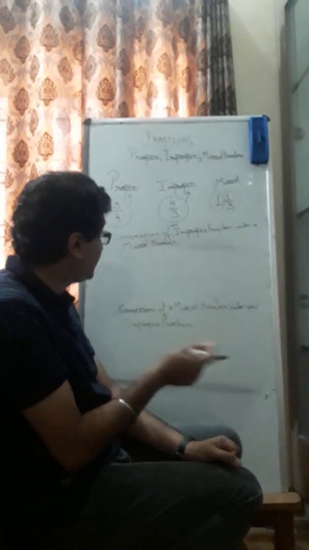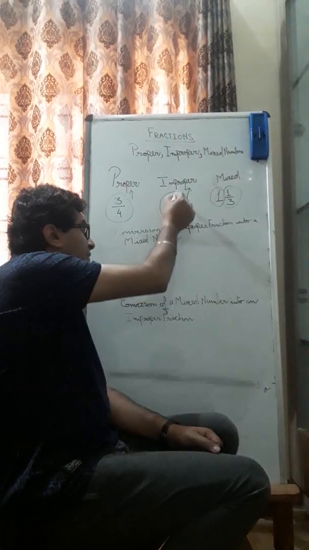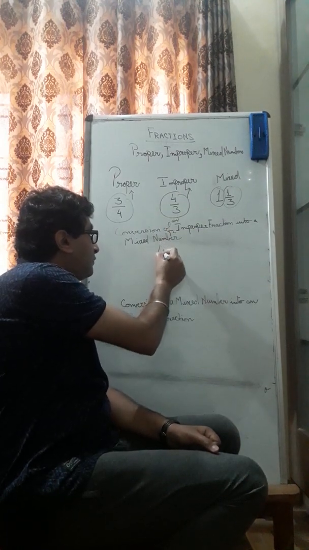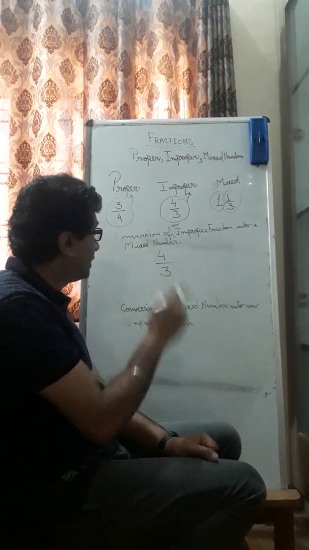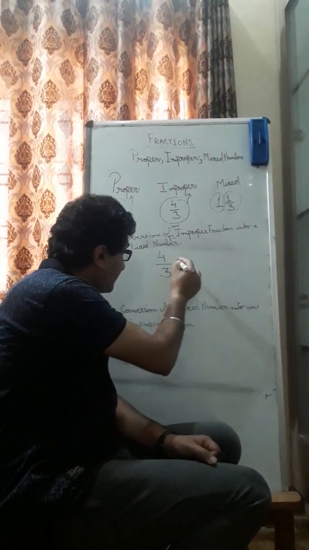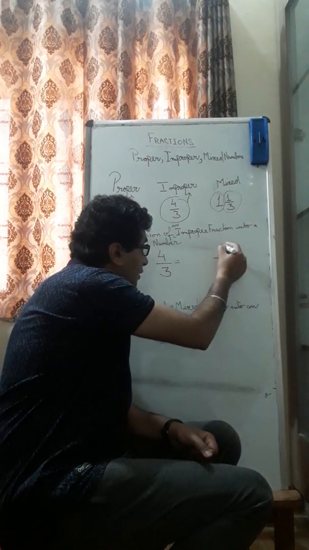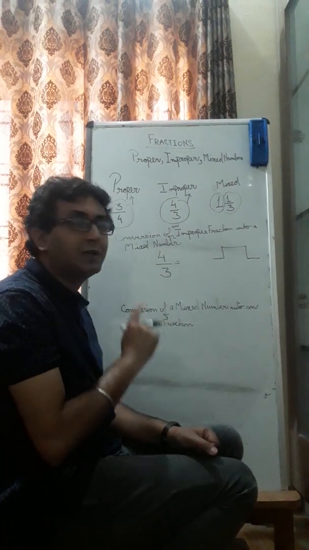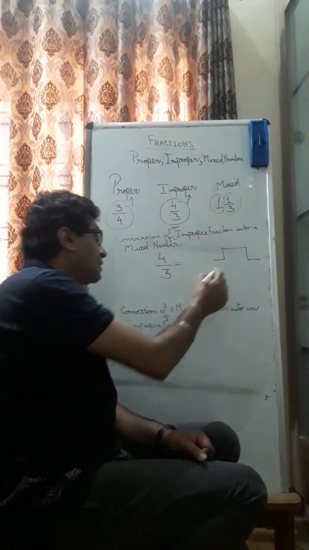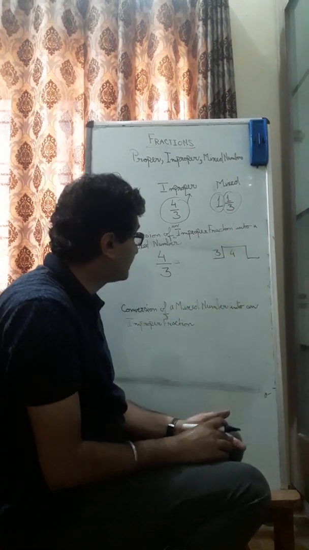Now let's try and convert an improper fraction into a mixed number. So let's take this only. 4 by 3 is an improper fraction. How to convert this into a mixed number? See children, you can use your long division method. Of course, you don't require it for such a small sum, but for understanding the concept, I am using it. So 4 is the dividend, 3 is the divisor.